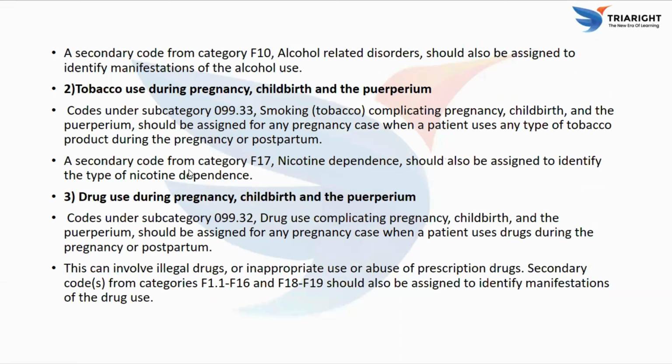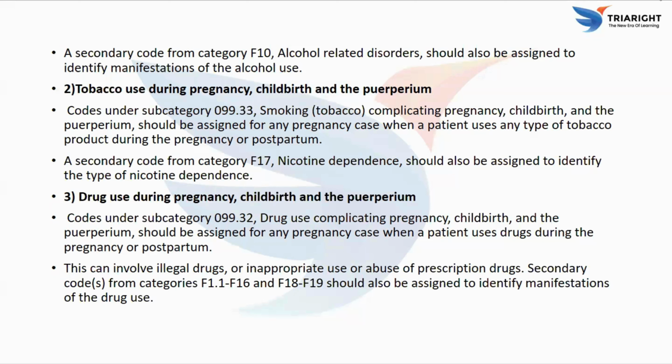So here are the guidelines related to substance use during pregnancy, childbirth, and puerperium. When coding medical records for pregnant women, we must always record if they used alcohol, tobacco, or drugs during the pregnancy, because this can affect both the mother and the baby. So the ICD-10 system requires two types of codes: a code showing the problem during the pregnancy, which involves the O99 category, and a second code showing the type of substance, which uses F10 to F19 categories.